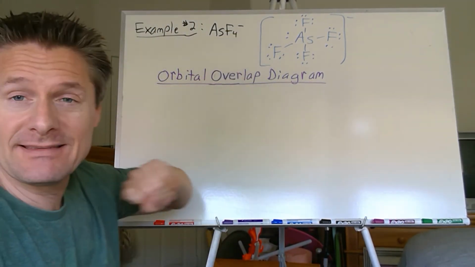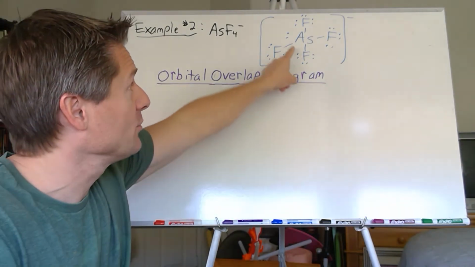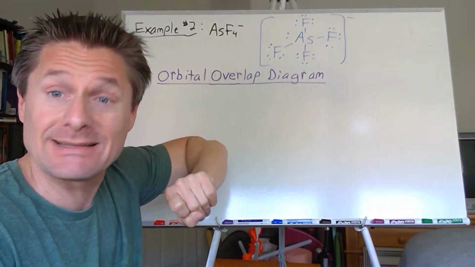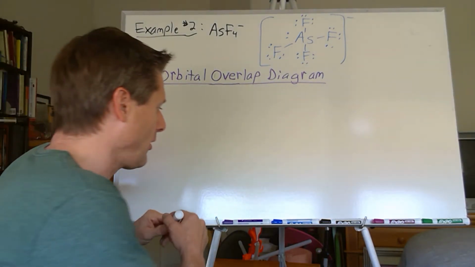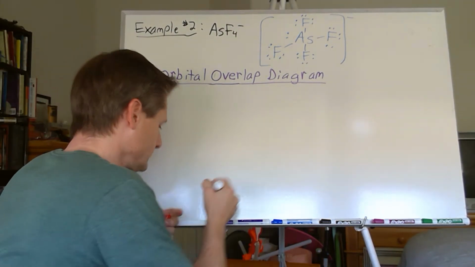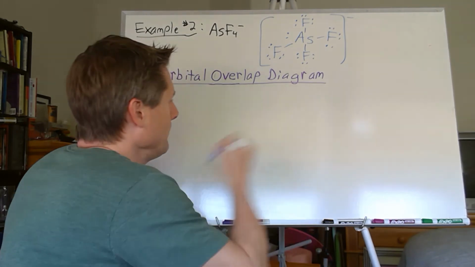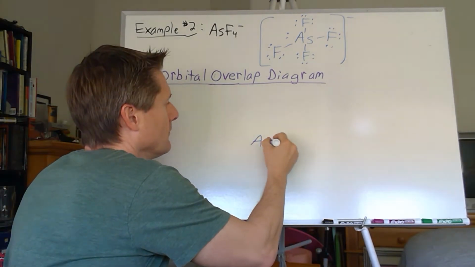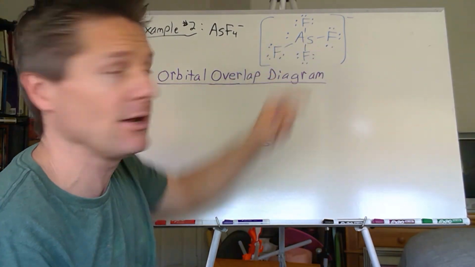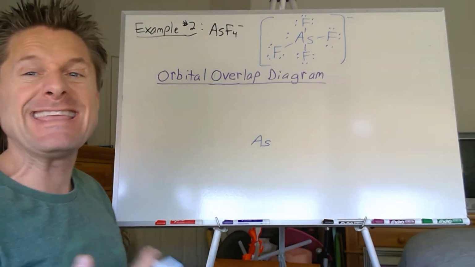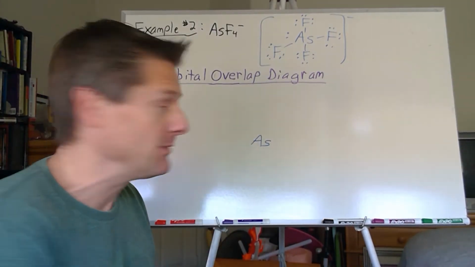So there's the AsF4 minus polyatomic ion, which we drew the Lewis structure for, which had the expanded octet, if you remember from before, with the negative charge. So let's draw that central arsenic. Let's do that in blue. And we've got 1, 2, 3, 4 single bonds and a lone pair. So that's sp3d. Remember that?